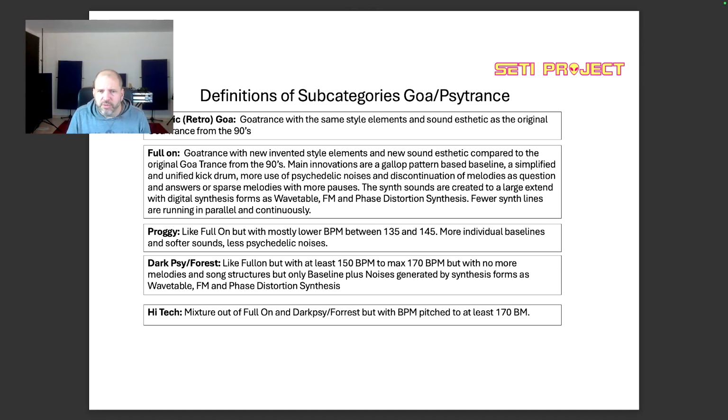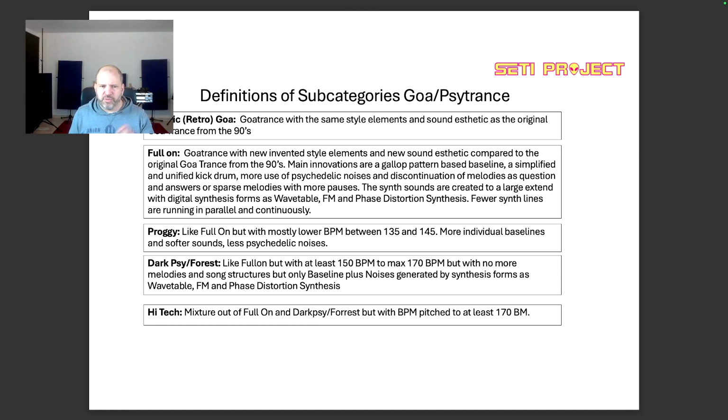Here come a few of the main innovations: the gallop pattern based bass line, a simplified and unified kick drum, more use of psychedelic noises and discontinuation of melodies as question and answer, or sparse melodies with more pauses. The arrangements get more sparse, and you have more delay to compensate for that. The synth sounds are created to a large extent with digital synthesis forms such as wavetable, frequency modulation, and phase distortion synthesis. Fewer synth lines are running in parallel and continuously.